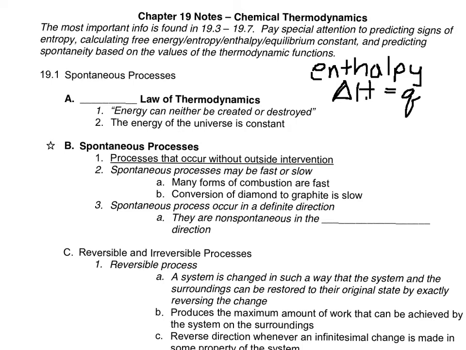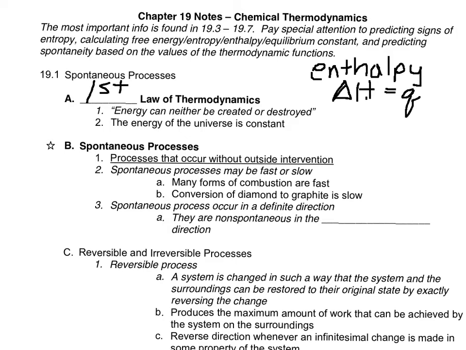So we're going to be talking about enthalpy in this section along with a few new things, entropy and free energy. We're going to start with the first law of thermodynamics, which is the law of conservation of energy. In a chemical reaction, energy is neither created nor destroyed. It can get changed from one type of energy to another, like from potential energy to heat energy, but it isn't created, it isn't destroyed.